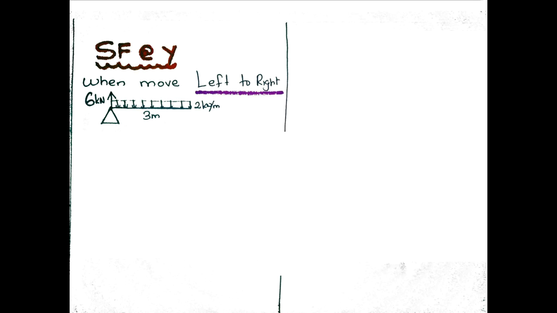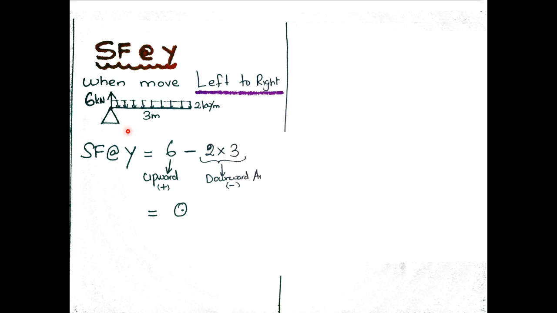Now consider point Y and consider the left to right shortcut technique. This is the Y point. Shear force at Y is equal to, left to right movement up to Y, plus 6. 2 into 3 minus, because it is a downward area. 6 minus 6 is equal to 0.